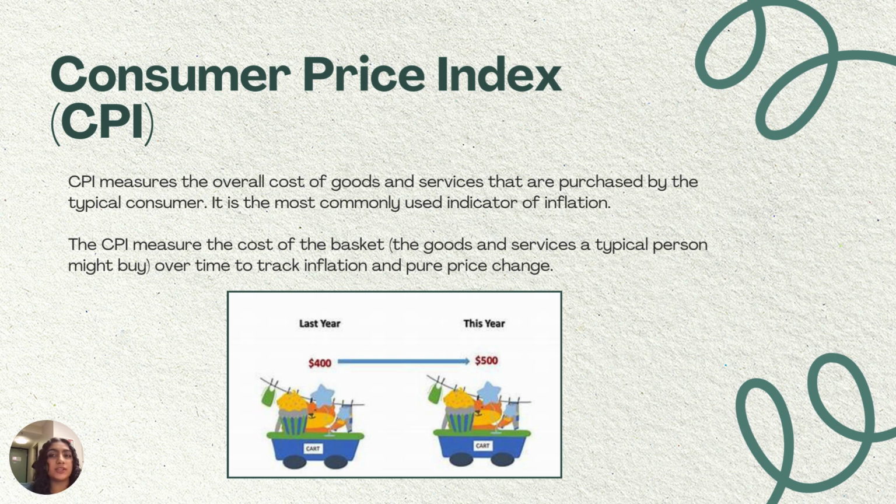One of the most commonly used ways of indicating inflation is the Consumer Price Index, otherwise known as CPI. CPI measures the overall cost of goods and services that are purchased by the typical consumer. The way this index works is by measuring the cost of a basket of goods, which represents items that a typical person would purchase, such as food.